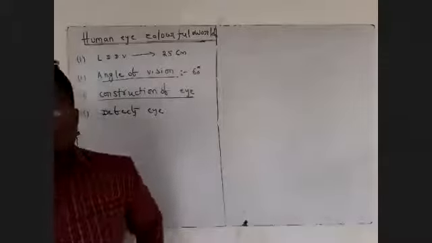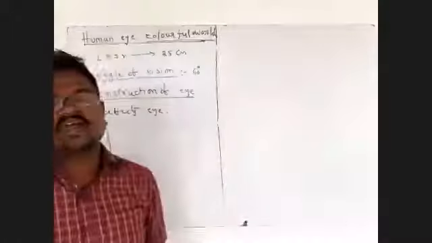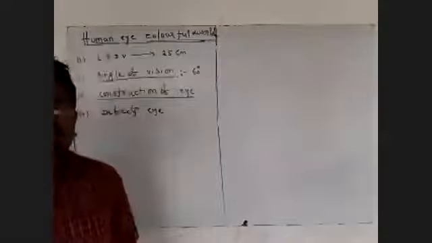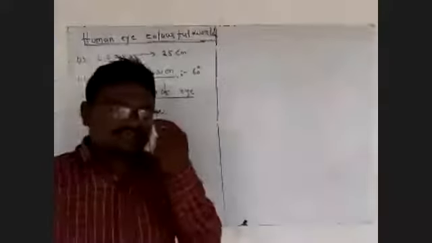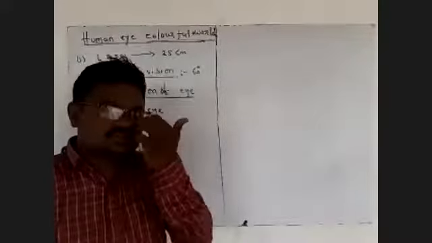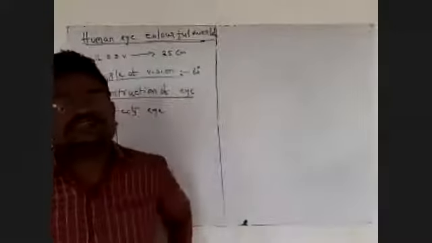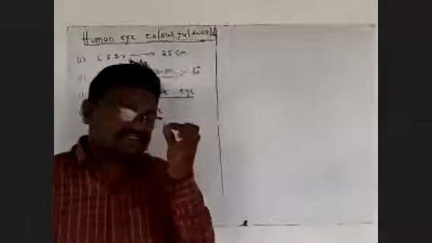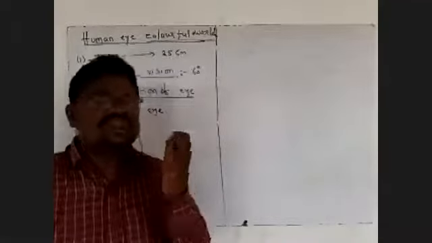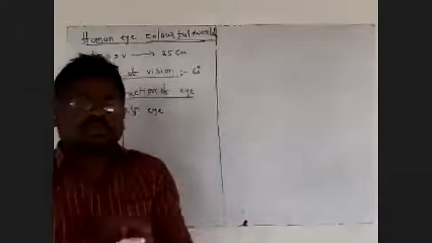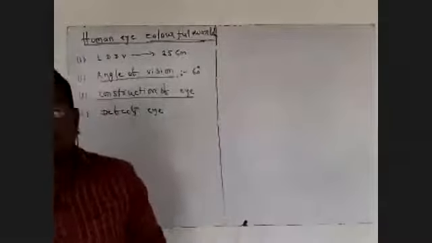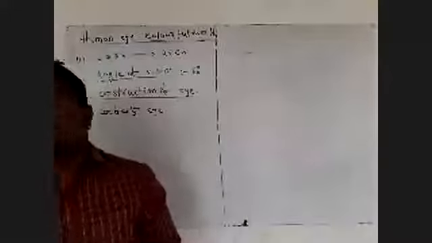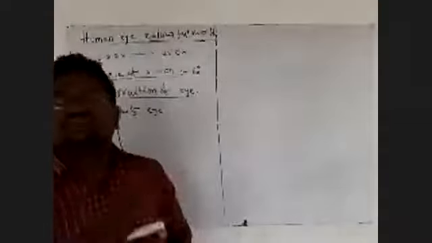Next, lens. We have the crystalline lens, that is held by the ciliary muscles. Next, iris. In the eye, the large circular dark part is the iris. Iris has a circle at its center, that is called pupil. What is the function of iris? Iris controls the size of the pupil.